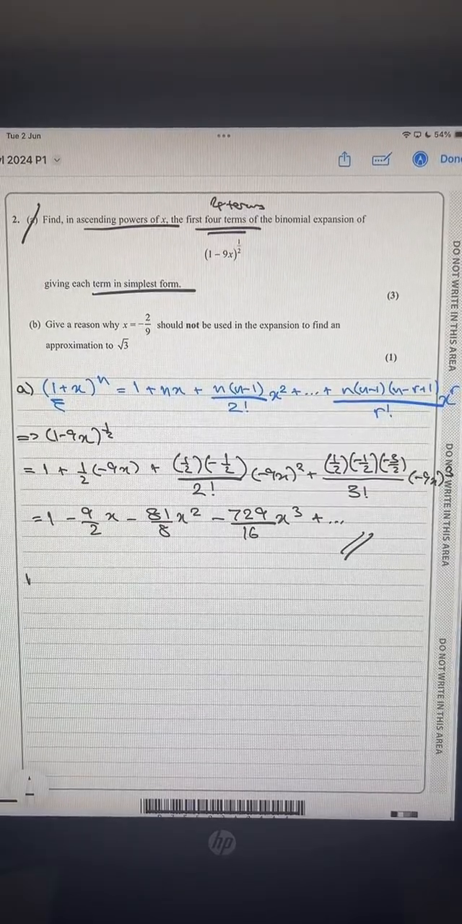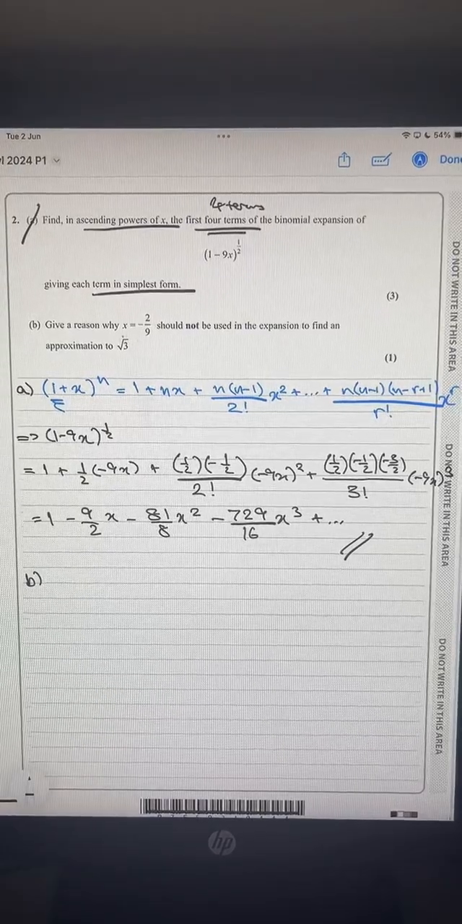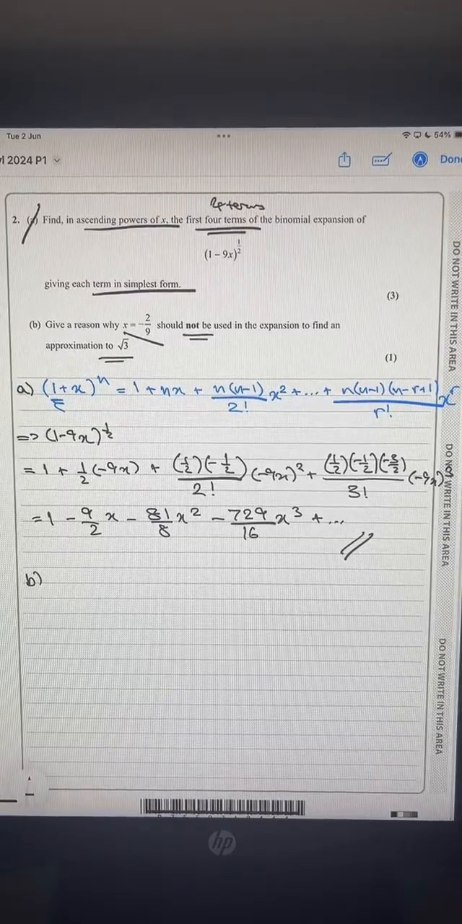So part B: give a reason why x minus 2 over 9 should not be used in this expansion to find an approximation to root 3. Well, the one thing we didn't do with our expansion is state the validity range. Whenever you do a binomial expansion in all of Year 2, just state the validity range anyway.